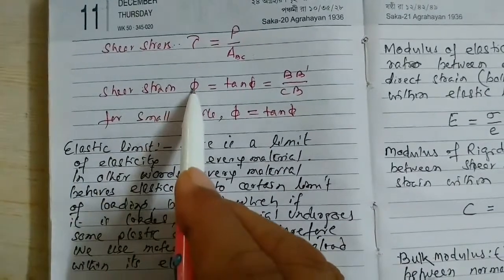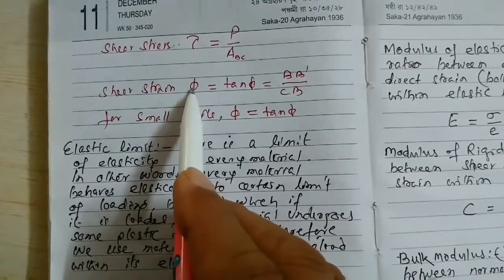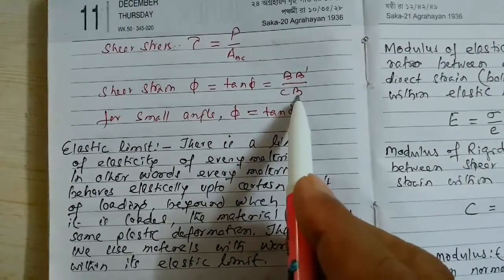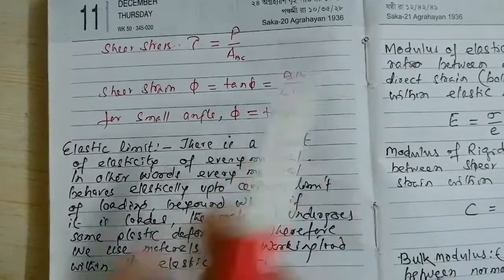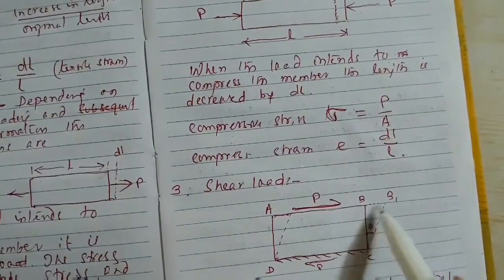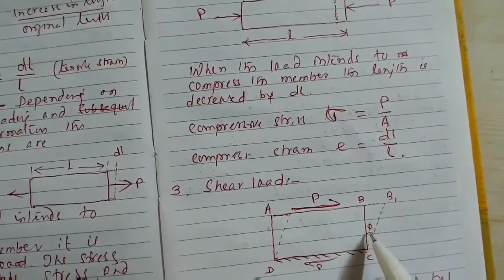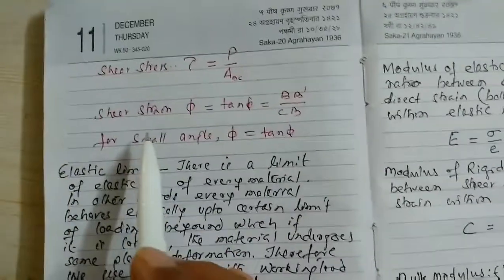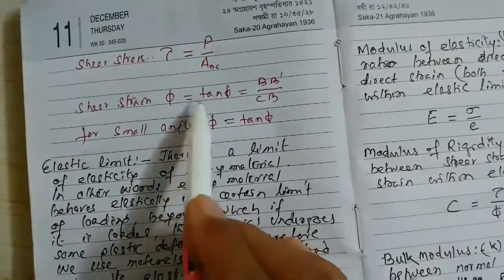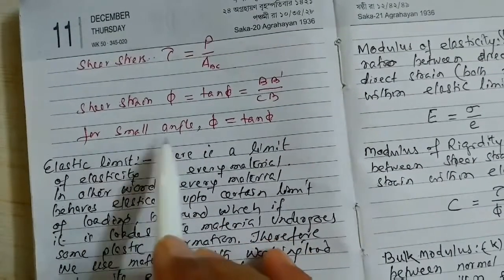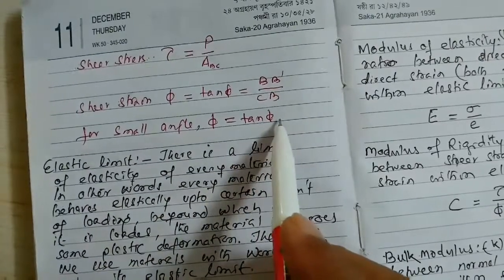Shear strain will be that angle phi in radians, because tan phi is BB dash, the deformation, by the original length. So the deformation is BB dash, and the original length is BC. This by this is equal to tan phi, and for a small angle, phi in radians is equal to tan phi. So we call the shear strain phi. For a small angle, phi is equal to tan phi.